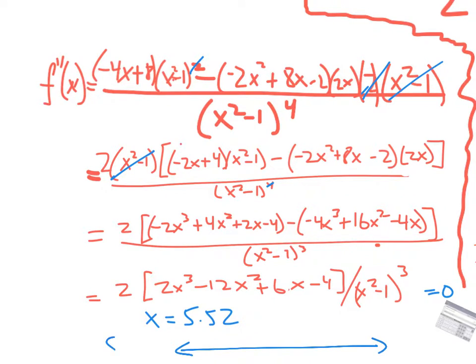number line are still negative 1 and 1, because that makes the denominator 0, and then 5.52. Obviously not drawn to scale here. We're not worried about that. Our number line is just so we can test some things out. So let's go ahead and test it out real quickly.